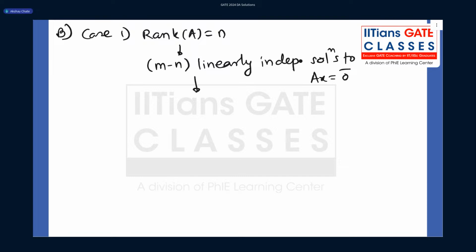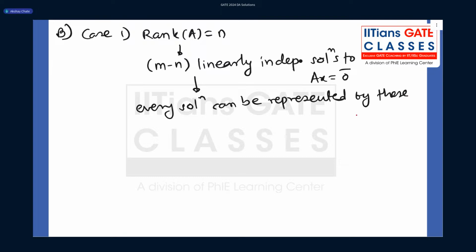So one can represent every solution by these vectors, because they are linearly independent and they form a vector space, or subspace, you can say.